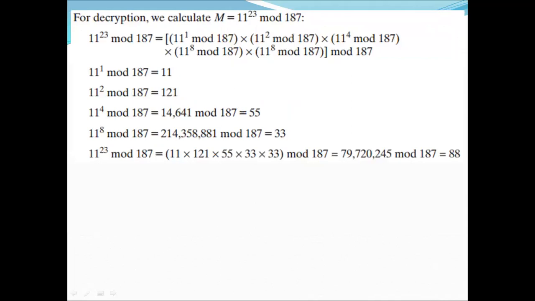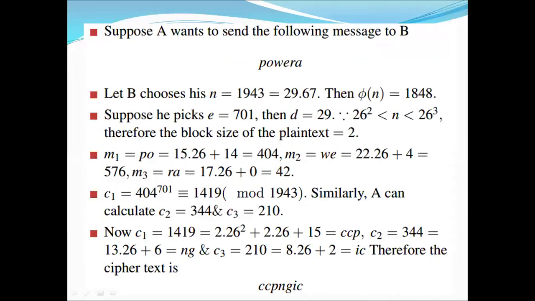So for decryption, you have to calculate M equal to 11 power 23 mod 187. Again, we can use modular arithmetic to find the resultant value of 11 power 23 mod 187, which is equal to 88. So we get the original plaintext.